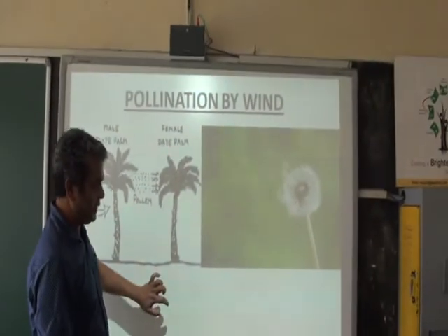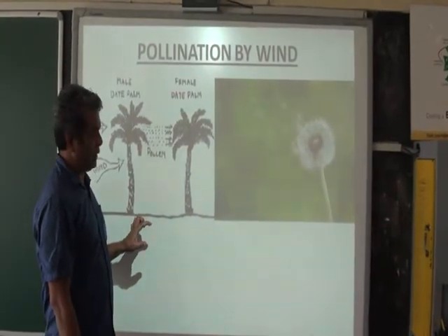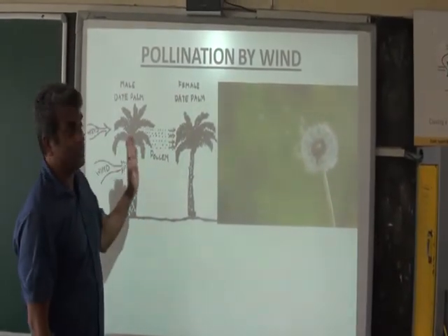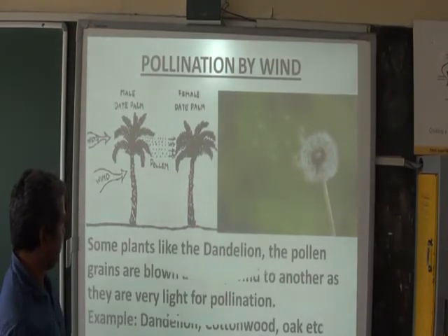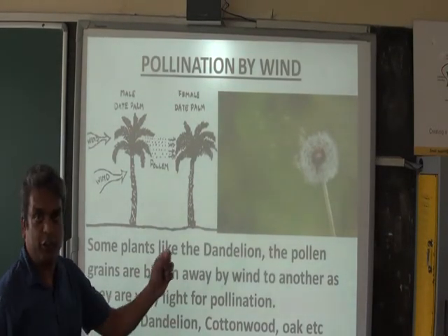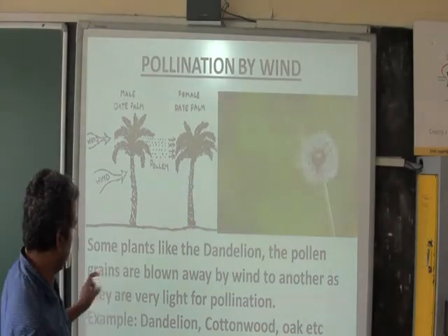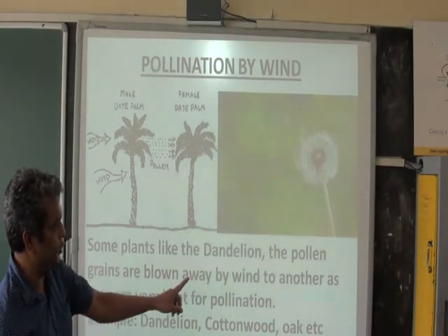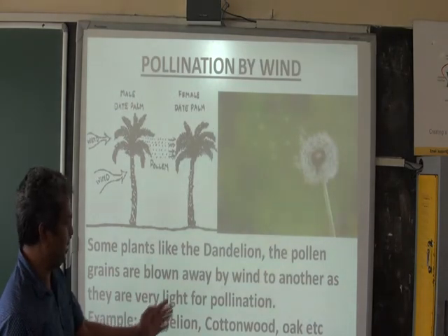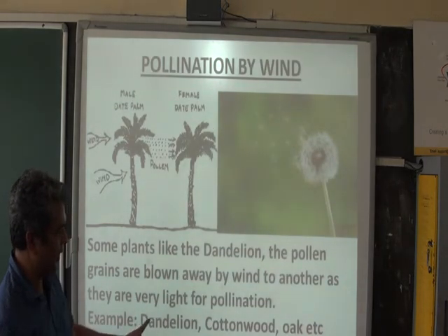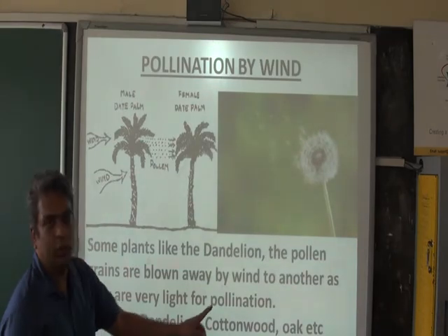So let us define it and see how pollination takes place by wind. Some plants like dandelion, as I showed you when I blew into it, have grains that are blown away by wind to another plant as they are very light, and pollination takes place. For example, dandelion, cottonwood, oak.